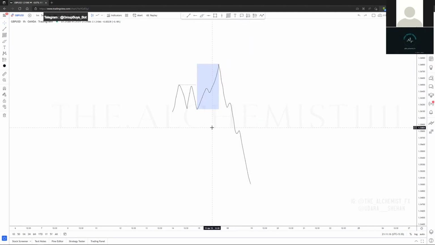Now if you drop into a lower time frame, you can refine it to one single candle that is down here. The last down move before the expansion to the upside is what we call the breaker block. Okay, this is what we call the breaker block, guys.